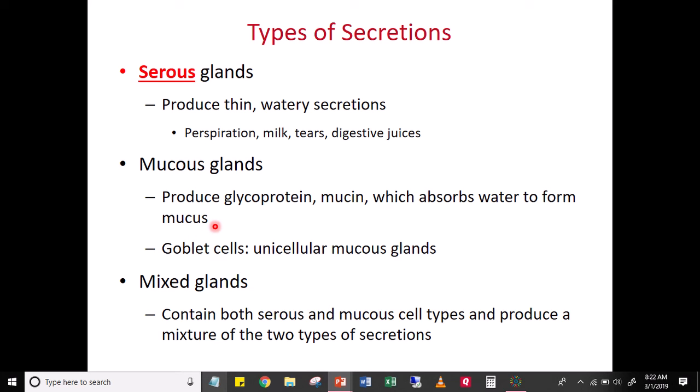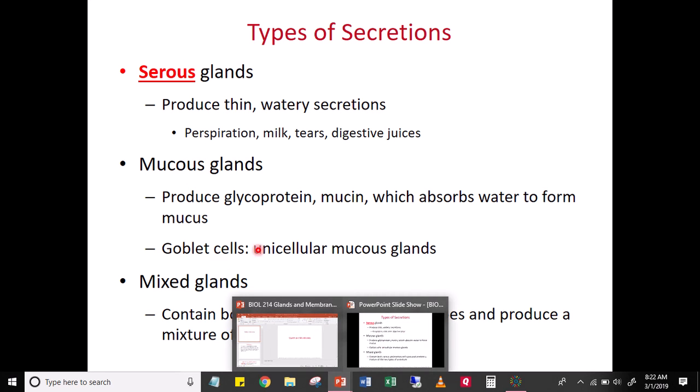These mucus glands, the most common mucus gland is going to be a goblet cell. And as I mentioned a couple slides ago, a goblet cell is an example of a unicellular secretory gland. And then we can have our mixed glands. A lot of glands in our bodies are going to be mixed glands, in that they are going to make some watery secretions. They'll make mucus or thick secretions, and the watery secretion will mix with the mucus or thick secretion.